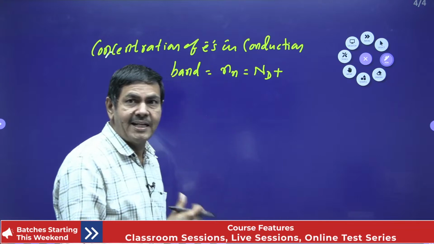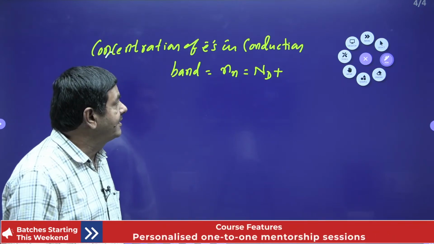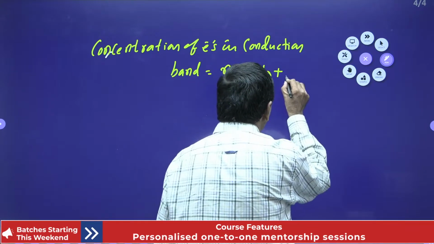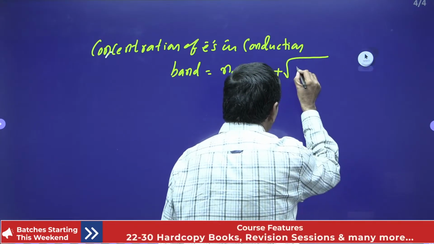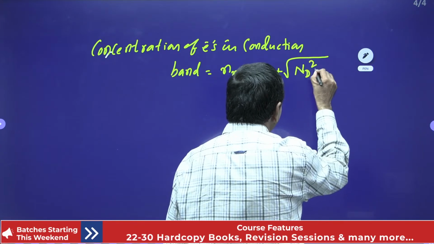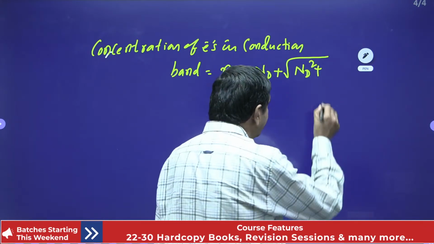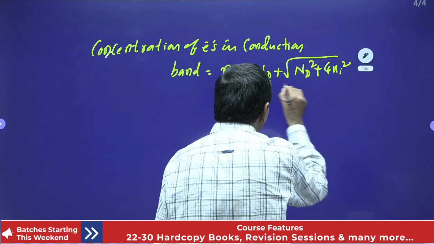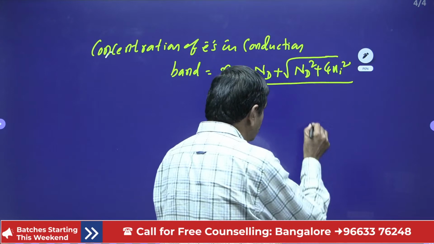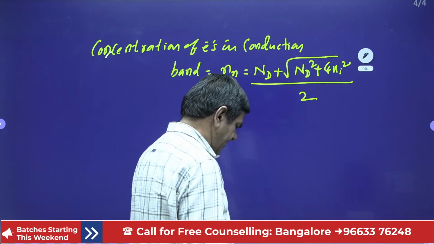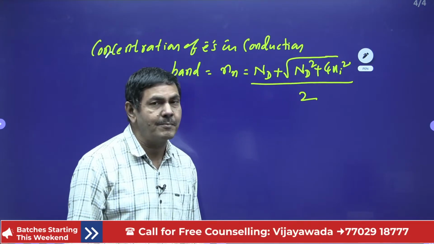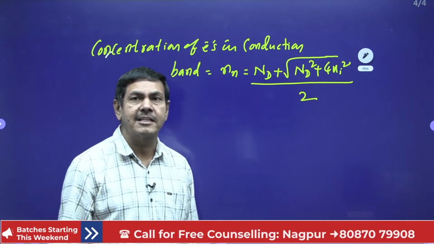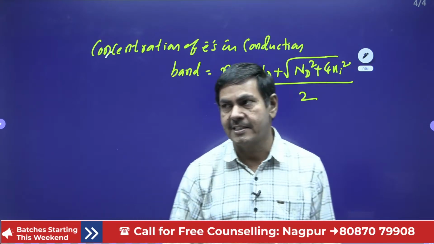We are adding some impurity to the intrinsic semiconductor. There is a donor concentration, Nd, plus under root of Nd square plus 4Ni square, by 2. The formula is applied: Nd plus under root of Nd square plus 4Ni square by 2. By using this formula, the concentration of electrons in the conduction band can be calculated easily, we can say now.